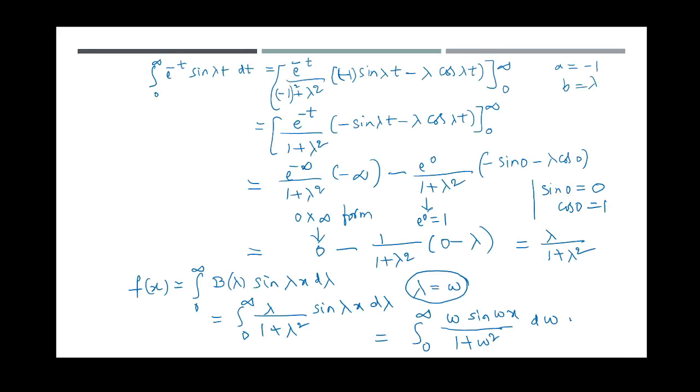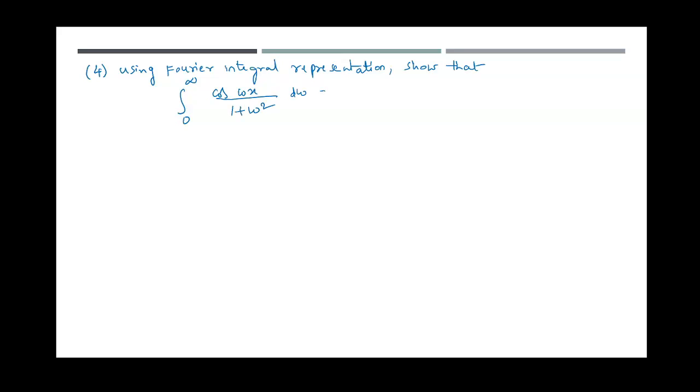Now let us see the next one, fourth question. Fourth question is, using Fourier integral representation, show that integral 0 to infinity cos omega x by 1 plus omega square d omega equal to pi by 2 e power minus x when x is greater than 0.